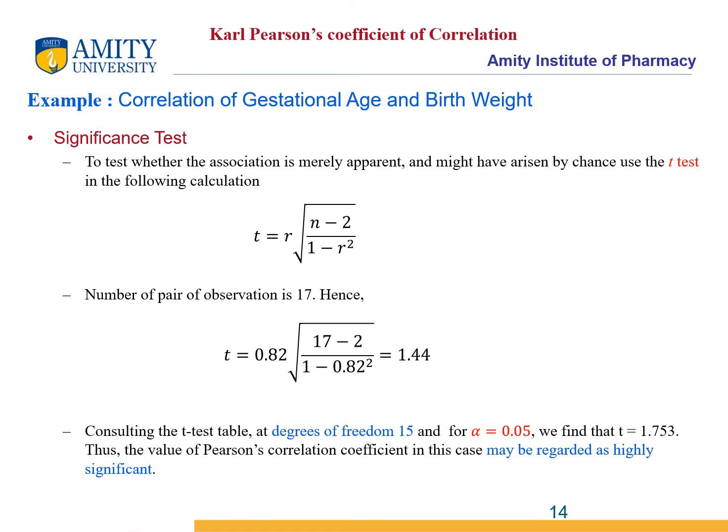Here it says, consulting the t-test table at degrees of freedom 15 and for alpha equals 0.05, we find that t equals 1.753. By this, we can conclude that the value of the Pearson correlation coefficient in this case may be regarded as highly significant. So that's all for the Karl Pearson correlation coefficient.